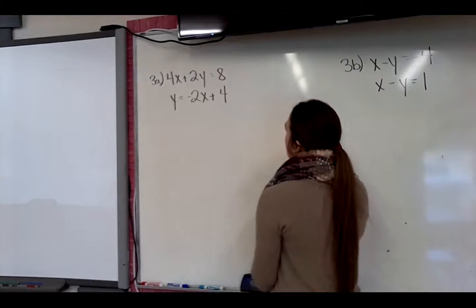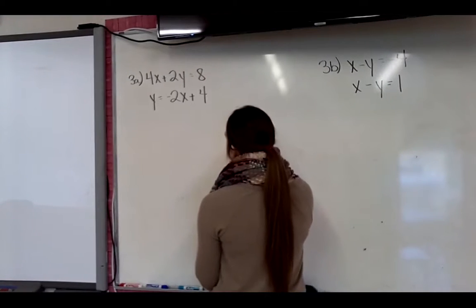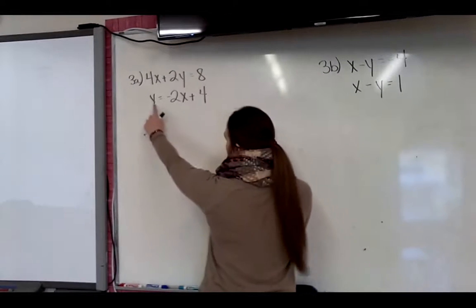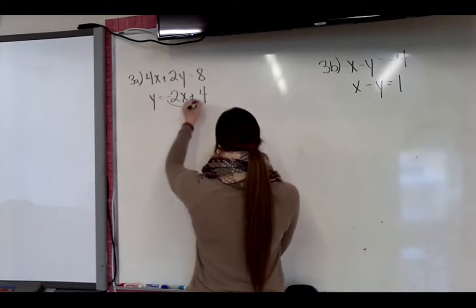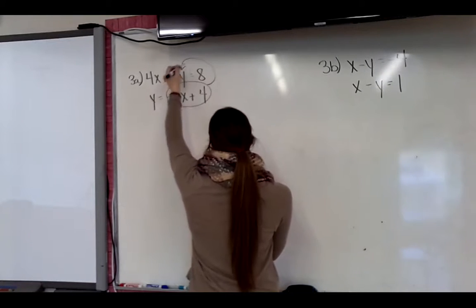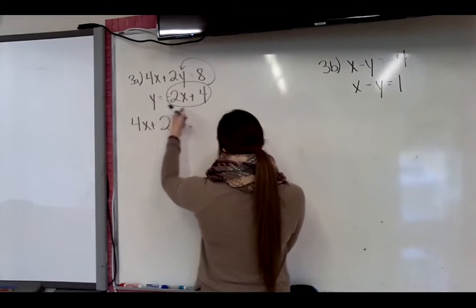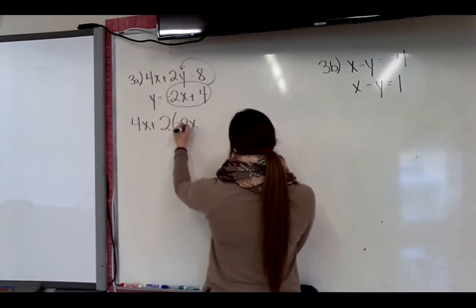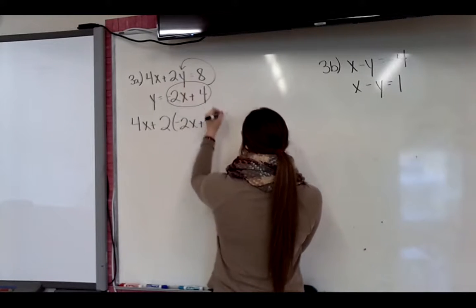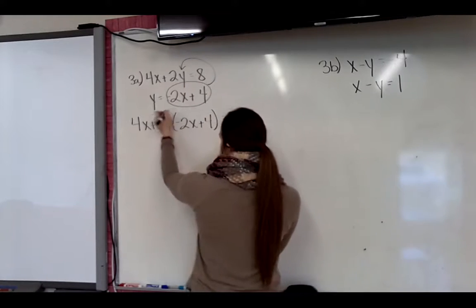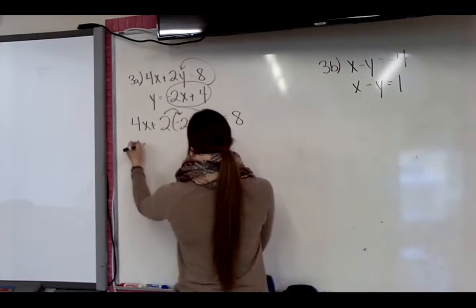On 3a, I have 4x plus 2y equals 8, and y equals negative 2x plus 4. Since this one already is solved for y, I'm going to take that and plug it in for y on the other equation. So 4x plus 2 times y. Y is now all of this, so we put it in parentheses, equals 8. So the first thing I have to do is distribute.